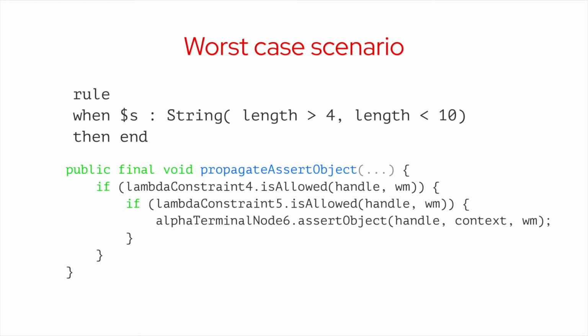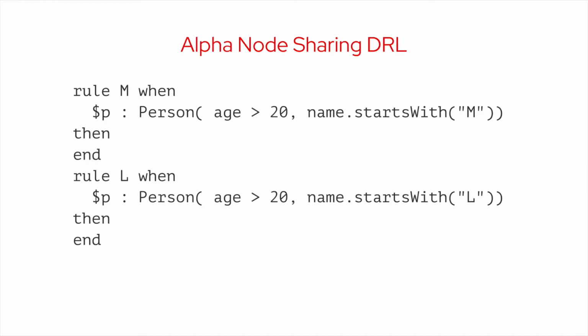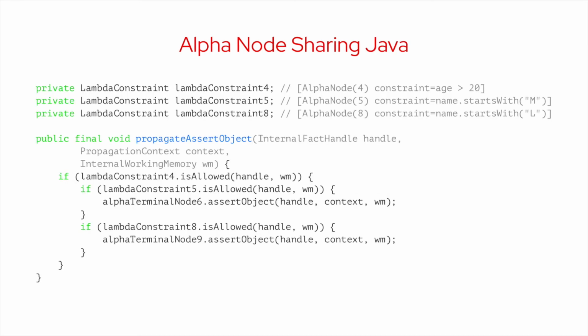The order of the ifs will be determined by the alpha node sharing optimization we saw before, so it's faster than evaluating the ifs in a brute force order. For example, these rules with one identical constraint will generate this Java code.